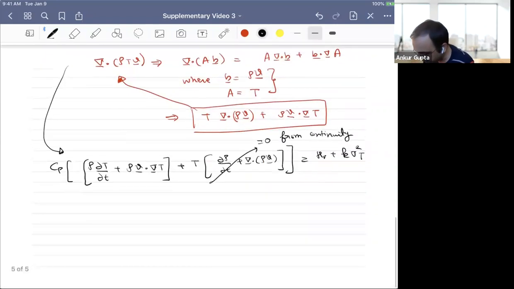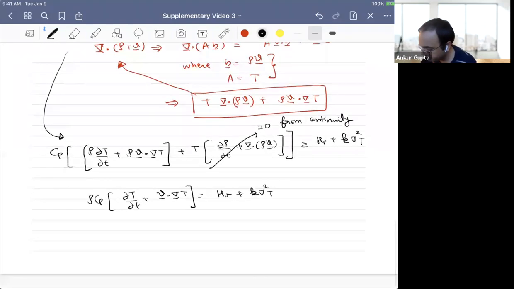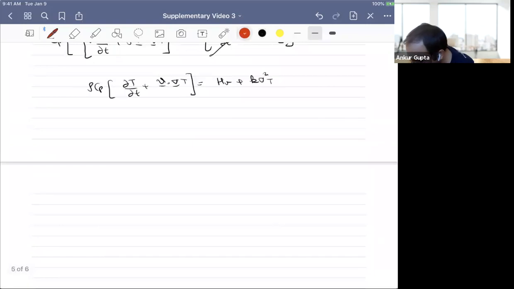So finally, the rho can also come out from here. So you will get rho Cp times del T by del t plus V dot del T is equal to HV plus K del square T. And finally, we get the equation that we have written in the class: del T by del t plus V dot del T is equal to K by rho Cp del square T plus HV by rho Cp.